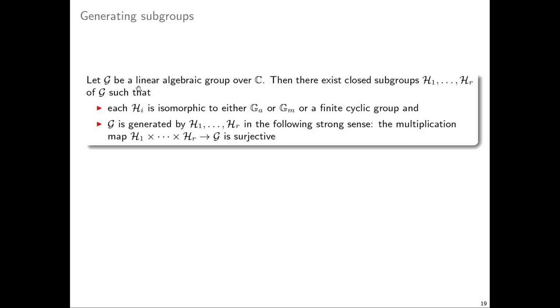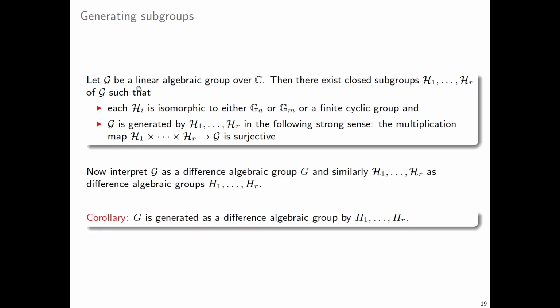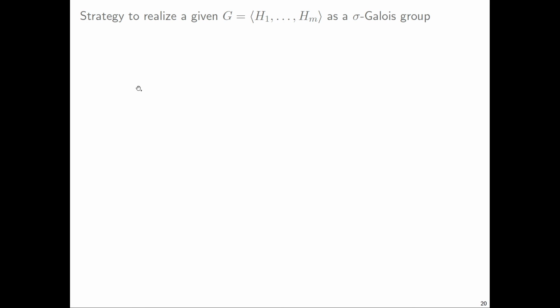But here we use that these finitely many subgroups generate even in the following strong sense, that if you consider the multiplication map from the product, that's surjective. Yeah, and in this product, maybe you need to write some of the HIs multiple times, right? But it's still finitely many. And that then implies that also as a difference algebraic group, they do generate it. Okay, so what's the strategy to realize a given G that's generated by finitely many such H1 to HM as a sigma Galois group?